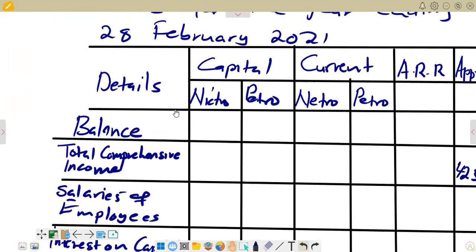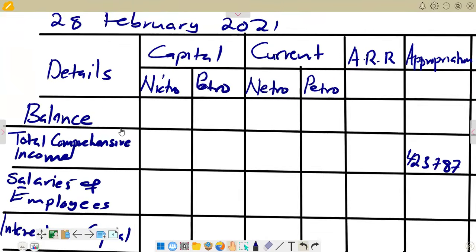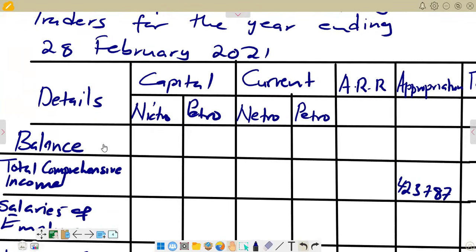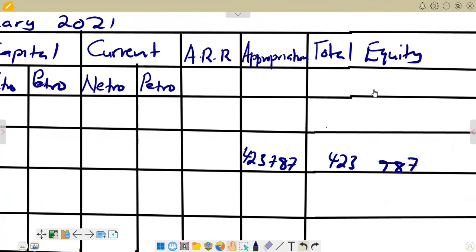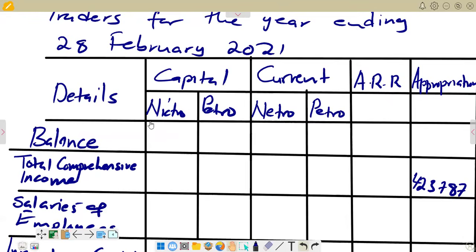In our statement of changes in equity, we are going to start with the opening balance. We are going to check the opening balance that we have in terms of capital account, and also in terms of current account. And obviously, at the end of it, we have the last column for total equity, whereby we are going to enter the balance that we'll be having at this side. So we can go there to check our opening balances.